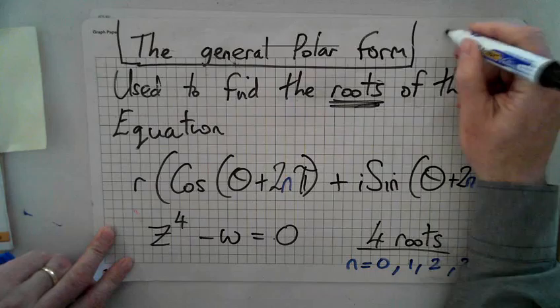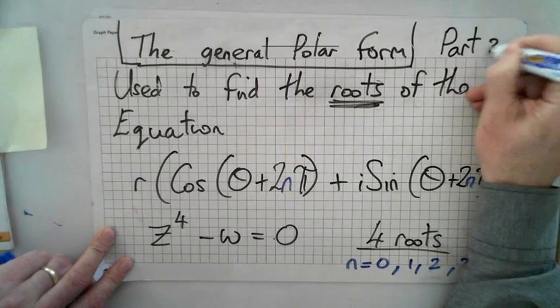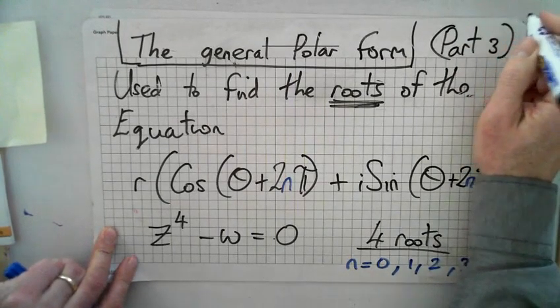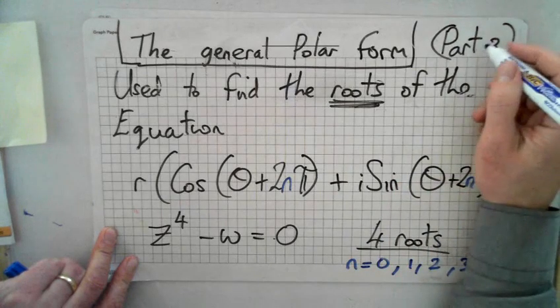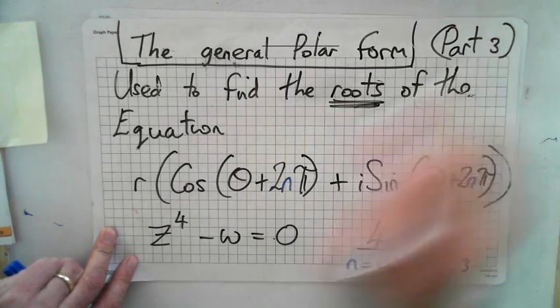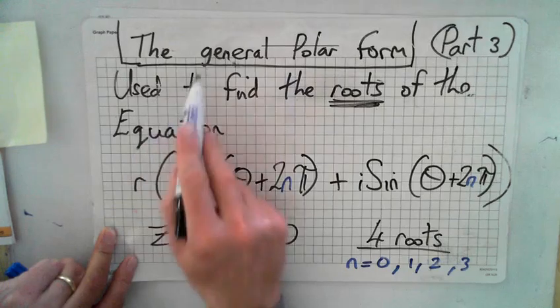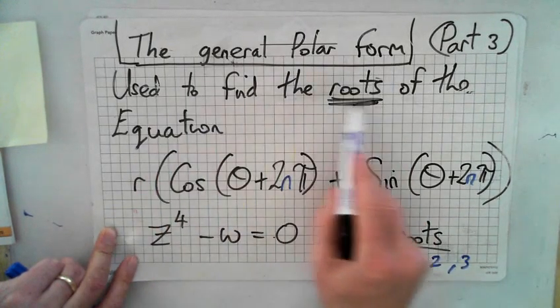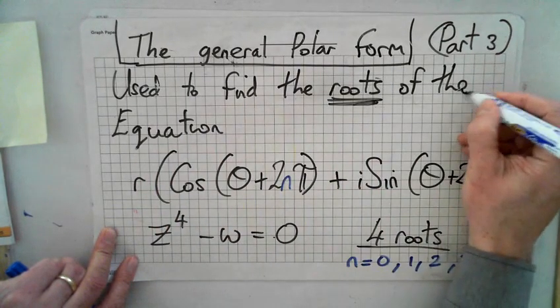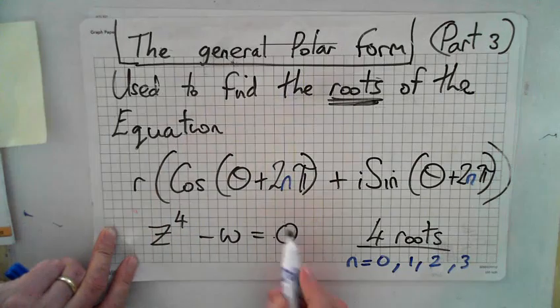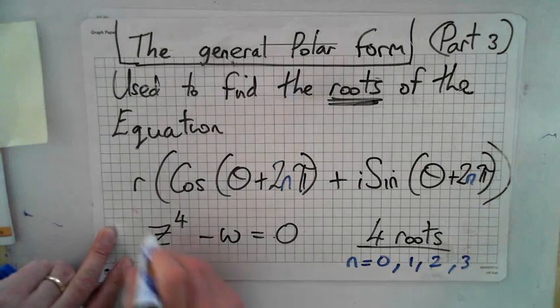Right, so this is part 3 of exercise 12.26. The general polar form formula is used to find the roots of an equation. So the equation that we're solving is this one here.